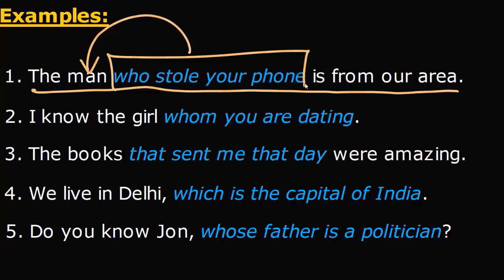So who stole your phone is a clause. What type, independent or dependent? It's a dependent clause, because it cannot give a complete meaning on its own. We're calling it a relative clause because it starts with the relative pronoun who. And since it's functioning as an adjective modifying the noun man, we'll call it an adjective clause. So it's an adjective clause giving information about the noun man, giving essential information. It's a restrictive relative clause, restrictive adjective clause, whatever you want to call it.